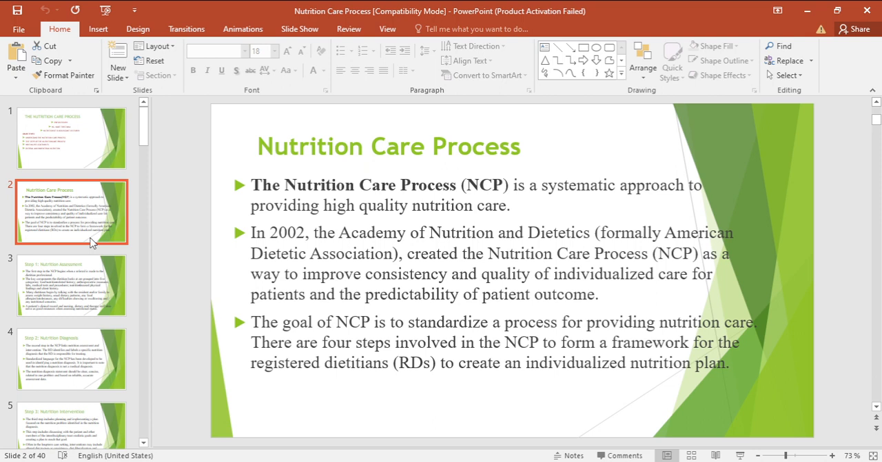The nutrition care process is simply a systematic approach to providing high-quality nutrition care. In 2002, the Academy of Nutrition and Dietetics, formerly the American Dietetic Association, created the nutrition care process, NCP, as a way to improve consistency and the quality of individualized care for patients and the predictability of patient outcomes. So the goal of NCP is to basically standardize the process for providing nutrition care. And we have basically 4 steps involved in the NCP that form a framework for the registered dietitians to create an individualized nutrition plan.